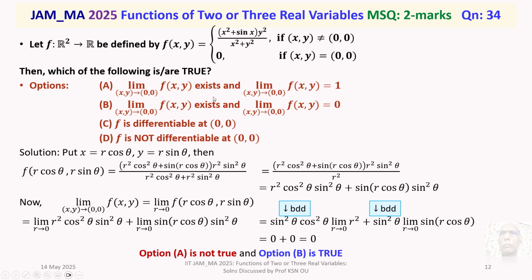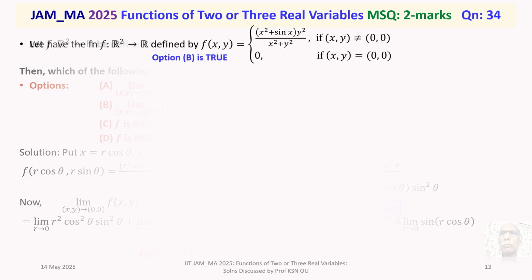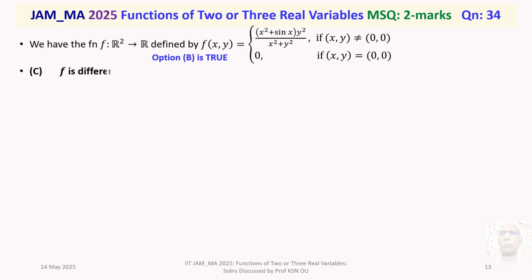So option A says it exists, but the value is 1. So option A is not true. Option B is true. Right. We move to the next slide. Option C, f is differentiable at 0 comma 0. Option D, f is not differentiable at 0 comma 0.